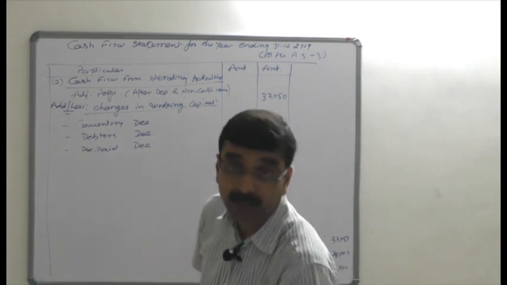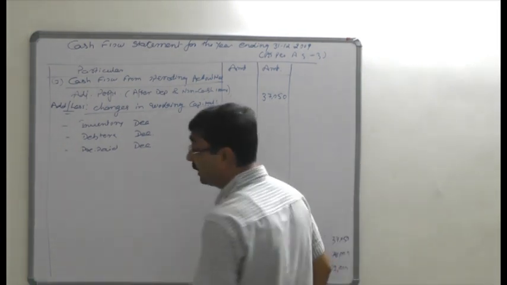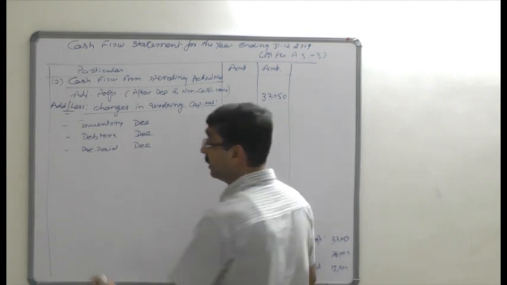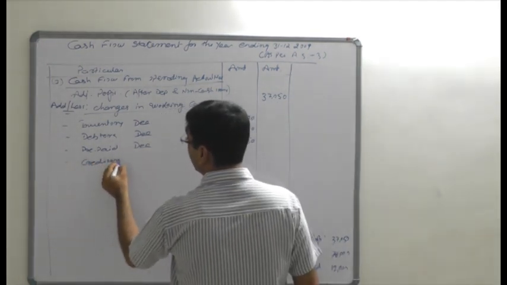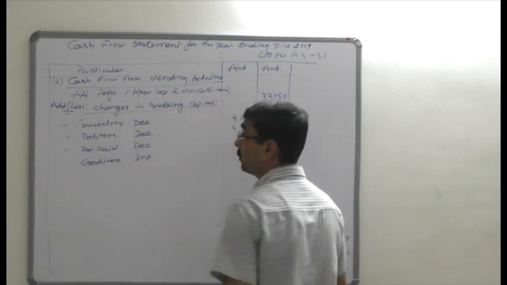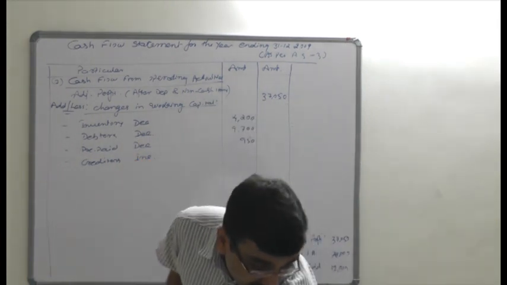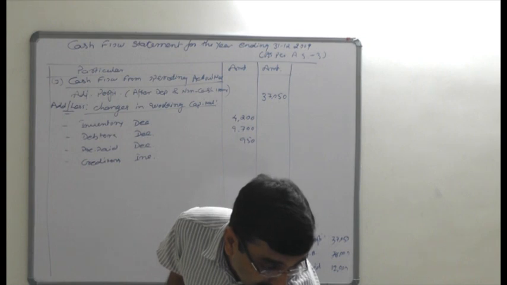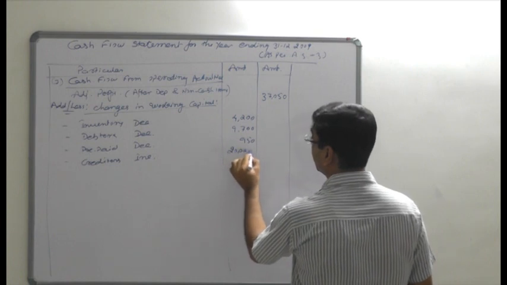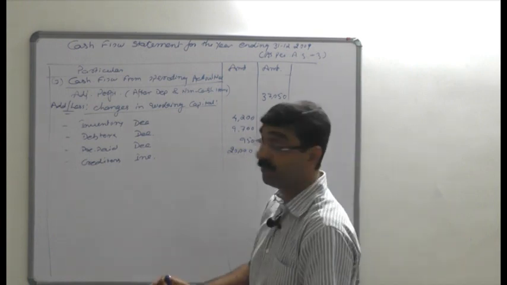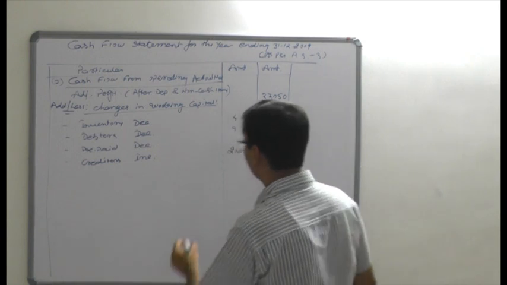But here, if you see, the creditors have increased. In case of creditors increase, it is always considered part of cash inflow. So creditors increase is also positive, and let's find the difference value. The difference value of the creditors comes to 20,000. Yes, it is 20,000 rupees creditors increase. That's it. These are the changes in working capital.